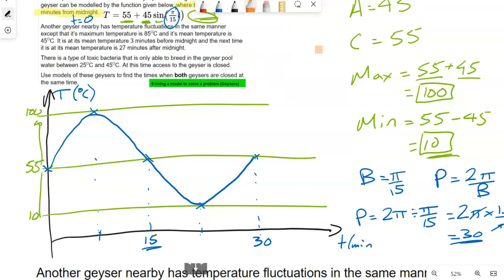This last part: there is a type of bacteria that's only bred in the geyser pool between 25 and 45 degrees. At that time, the geyser is closed. We want to use the model to find when both geysers are closed at the same time.